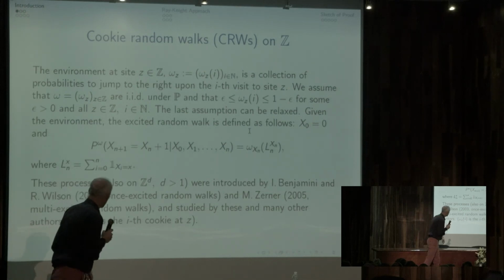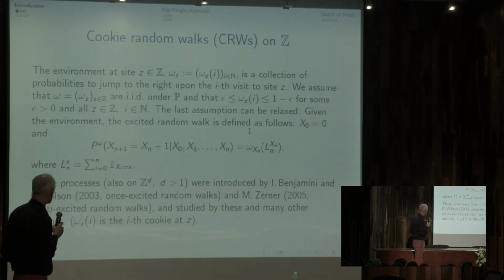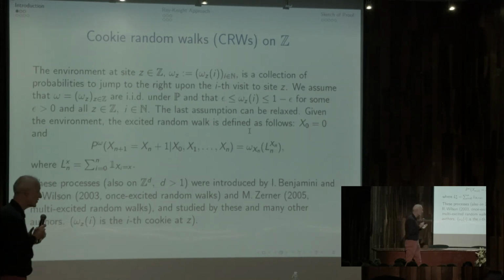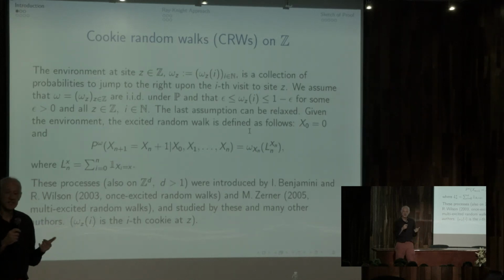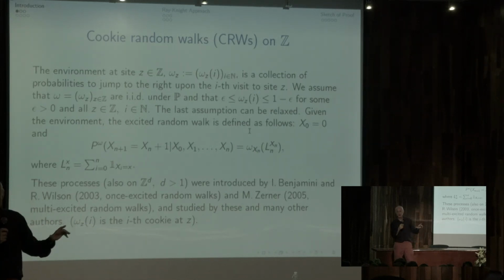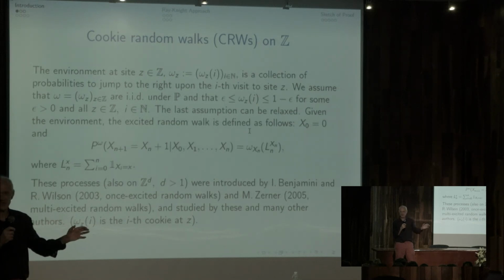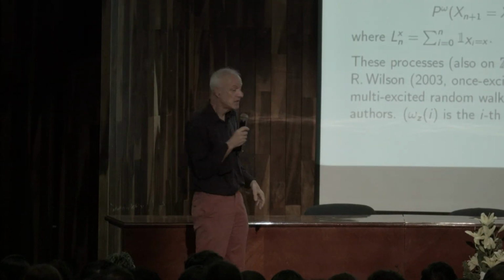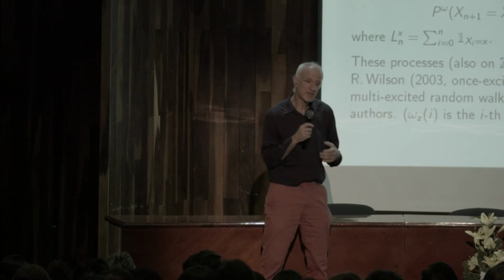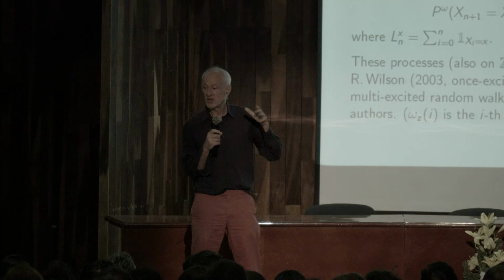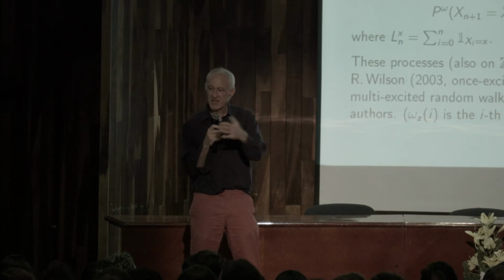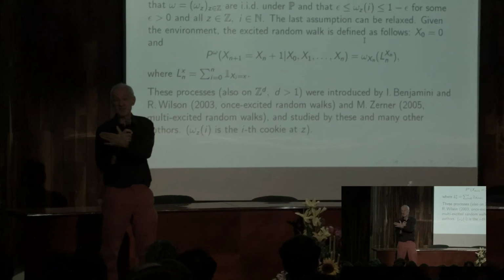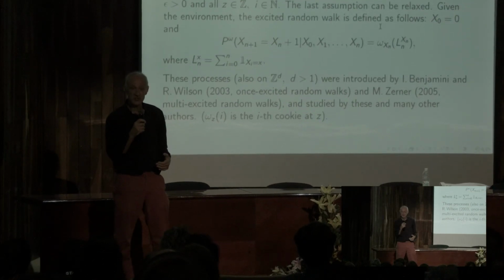So, a bit of history. These were introduced by Benjamini and Wilson. They weren't called cookie walks; they were called excited random walks, or in their case, once-excited random walks. There we had just the basic model, with one cookie at each site, and a probability between 0.5 and 1 of moving in a certain direction, because they weren't just on Z, they were on Z^d. The real question people addressed was: if you're in 2 or 3 dimensions and you're biased, let's say, in the X direction, is the cookie random walk transient or recurrent?